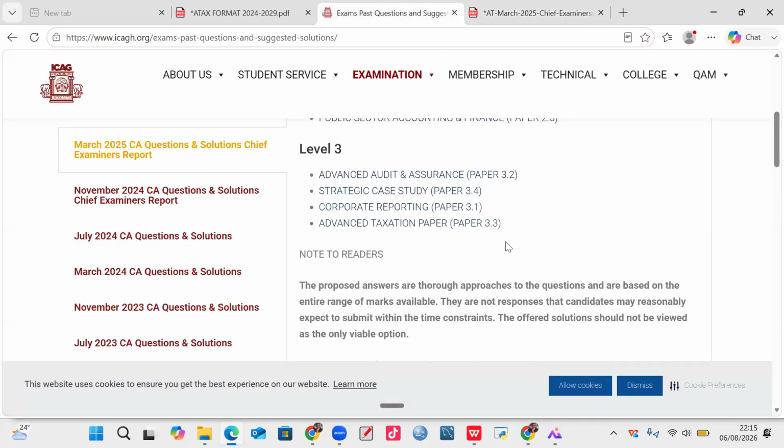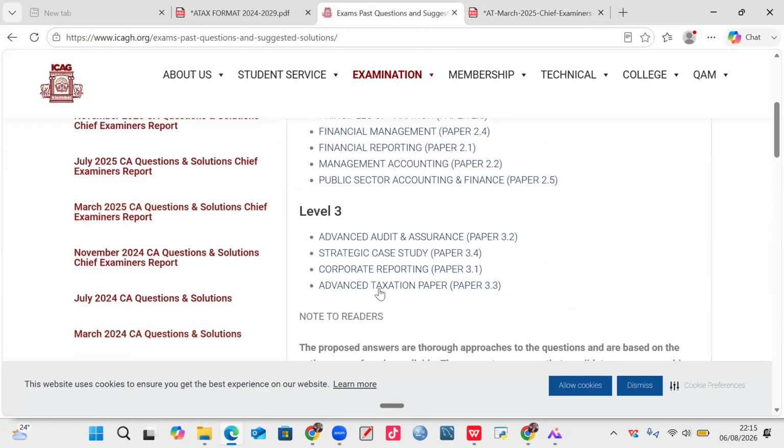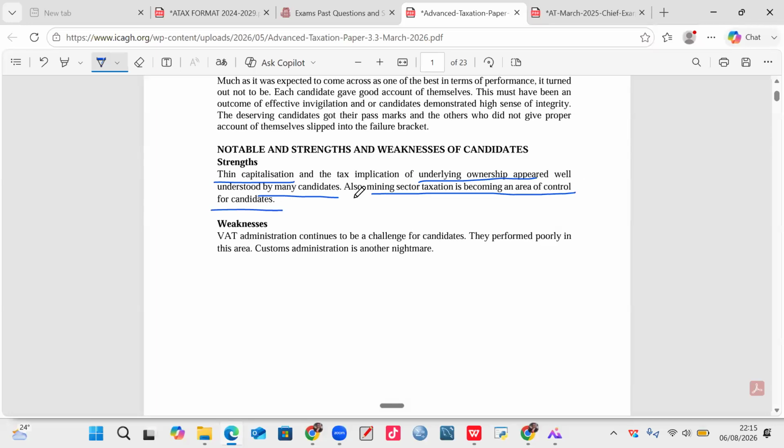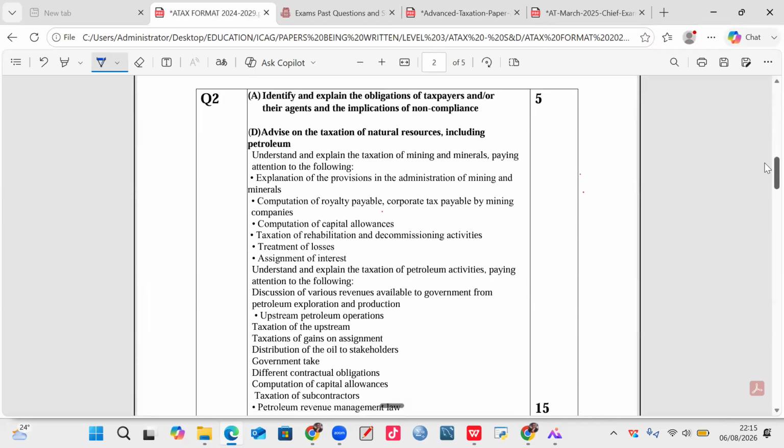Now let's see another one, March 2026, the one that we had earlier. When we read the examiner's comments, we know the pitfalls and how to evade them. Thin capitalization and tax implication of underlying ownership appeared well understood by many candidates. Also, mining sector taxation is becoming an area of control for candidates, meaning for the past, they've been failing anyhow. But this time around, they are gaining control. And looking at the format, question 2 has 5 marks: identify and explain the obligations of taxpayers and or their agents and the implications of non-compliance, this theory.